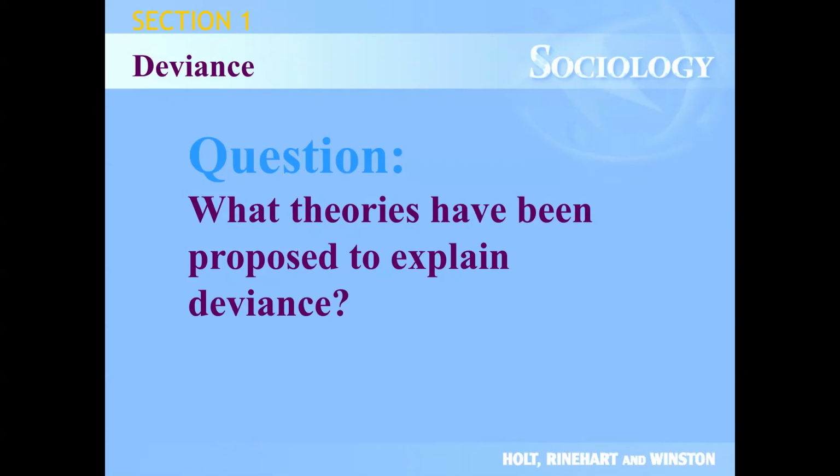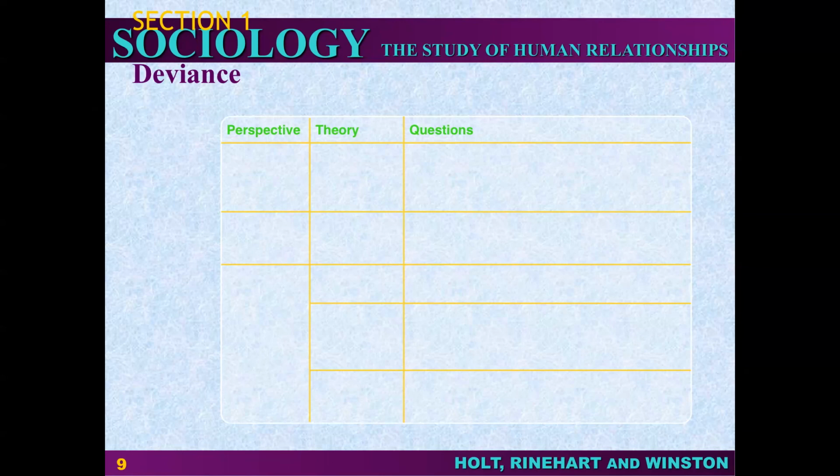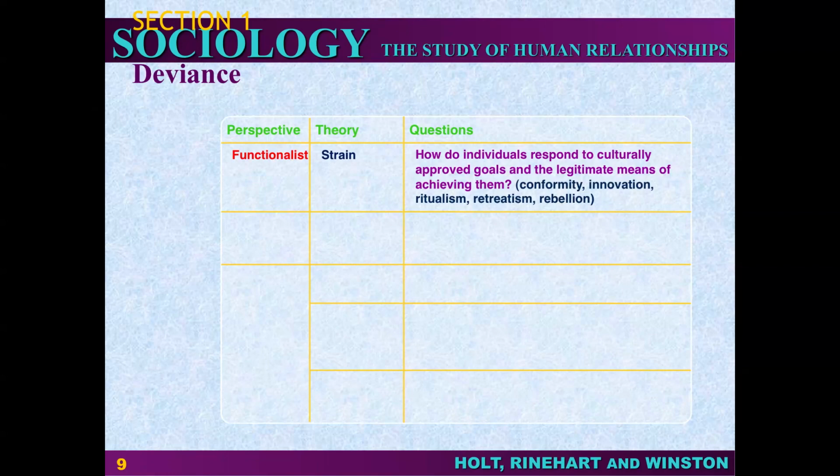Question. What theories have been proposed to explain deviance? The next slide is going to have a chart, which I will go through, looking at the three different perspectives, the specific name of the theory, questions that we would ask based upon the theory, and answers. So the functionalist perspective has a theory called the strain theory, which is derived by a man named Robert K. Merton, who we will take a look at later on in one of these different PowerPoints.